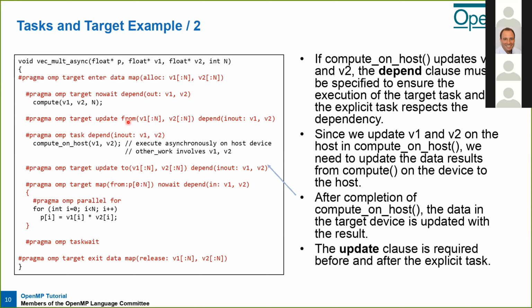So I understood, from is a correct clause. Sorry, it's not the map clause. I gave a wrong explanation in the previous slide deck. So from is a clause. V1 and V2 are the data elements that we want to transfer. And again, we need the depend, because this is asynchronously called. And then the host would immediately execute the update. But the update only makes sense after this previous task has been completed, because otherwise we would copy probably incomplete data.